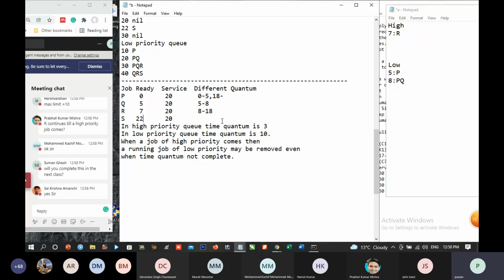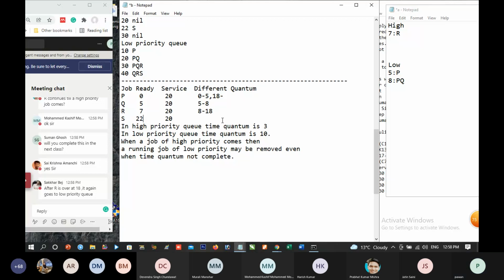No, I will not complete it in the next class, because we can continue on this for one semester. Multi-level feedback queue is a very long topic, and a lot of things can be discussed in this. So let us finish off, and we can answer the question by mail. Is it correct? Yes.